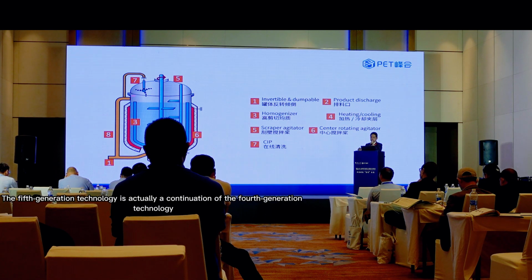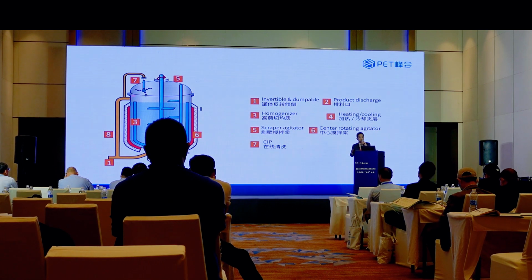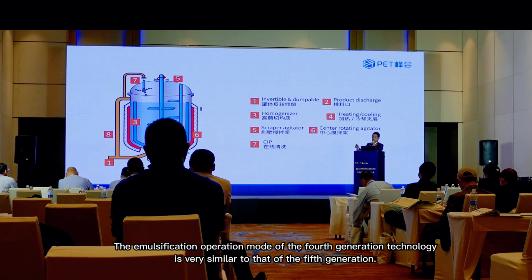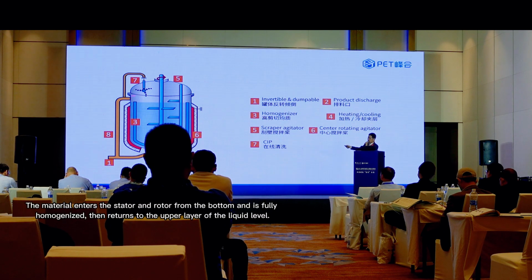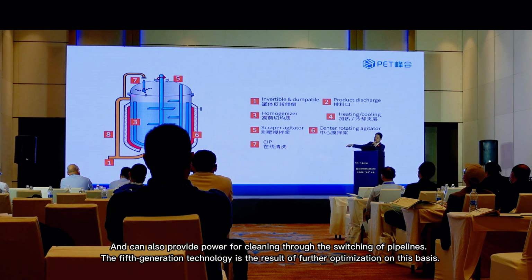The fifth generation technology is actually a continuation of the fourth generation technology. The emulsification operation mode of the fourth generation technology is very similar to that of the fifth generation. The material goes through the rotor from the bottom and is fully homogenized, then returns to the upper layer of the liquid level, and can also provide power for cleaning through the switching of pipelines. The fifth generation technology is the result of further optimization on this basis.